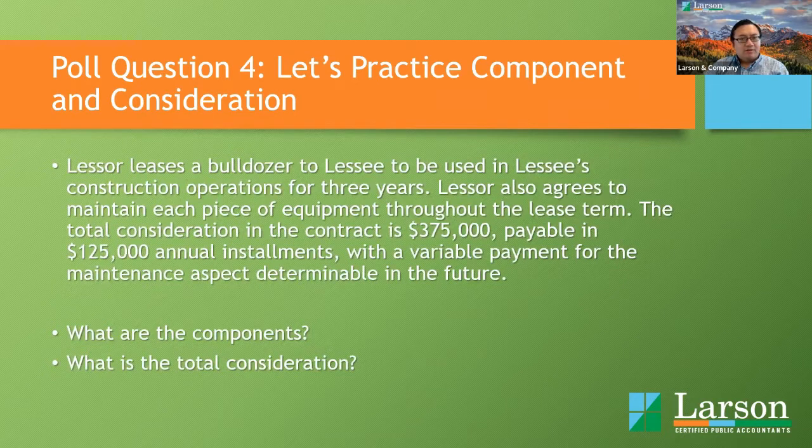Here's another question for you. Again, similar situation. Lessor leases a bulldozer. Lessor also agrees to maintain each piece of the equipment throughout the lease term. Total consideration in the contract is $375,000, payable in $125,000 annual installments, with a variable payment for the maintenance aspects determinable in the future. So, what is the total consideration here?